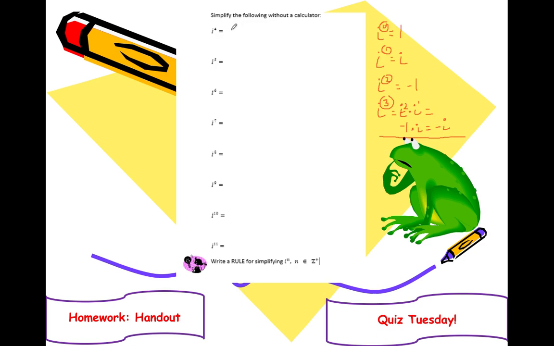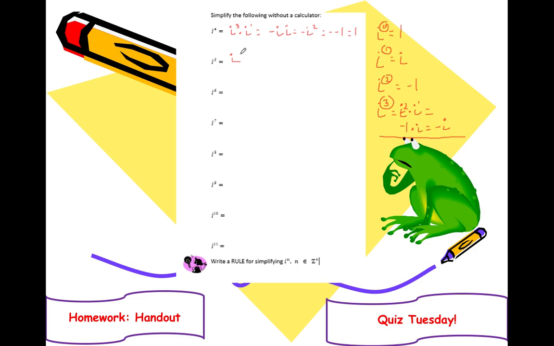I could write i to the 4th a bunch of different ways. I could write it as i cubed times i to the 1st. But what is i cubed? You just found out i cubed was -i. And then, of course, you have times i, so I have -i squared. But what is that? -1, but that is 1.